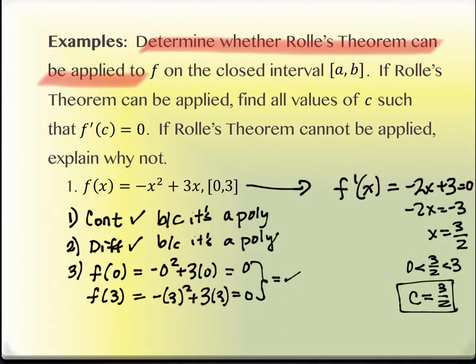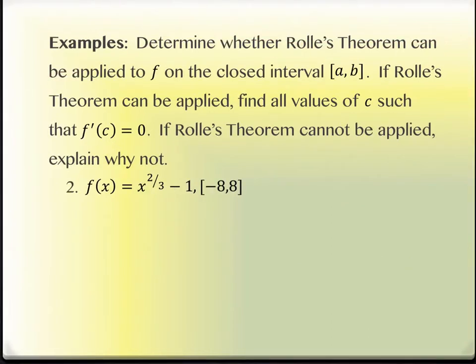All right, let's try another one. Same directions. We have to verify that it actually satisfies our conditions. So our conditions, again, are that it's continuous, differentiable, and in this case, f of negative 8 and f of 8 give me the same output. Those are my 3 conditions to start with.